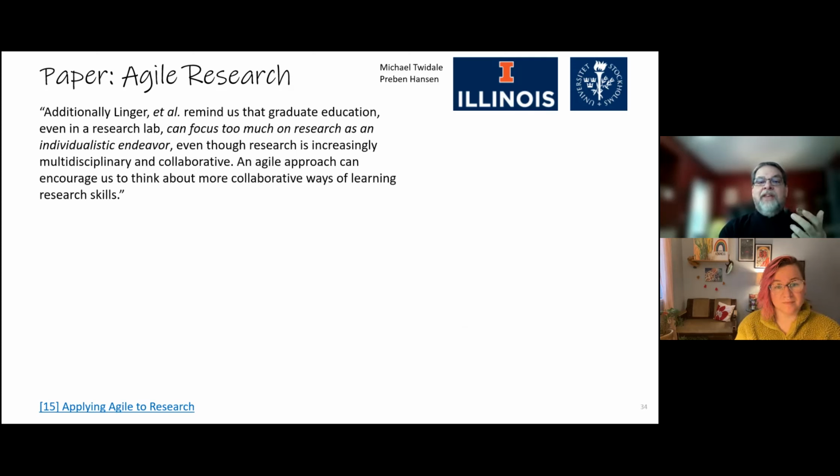They remind us that graduate education, even in a research lab, can focus too much on research as an individualistic endeavor, even though research is increasingly multidisciplinary and collaborative. And this is accelerating in industry. You guys know this. An Agile approach can encourage us to think about more collaborative ways of learning research skills.